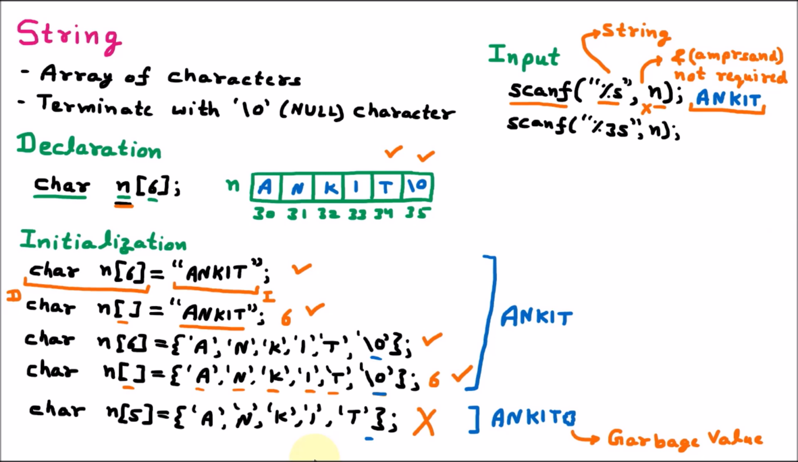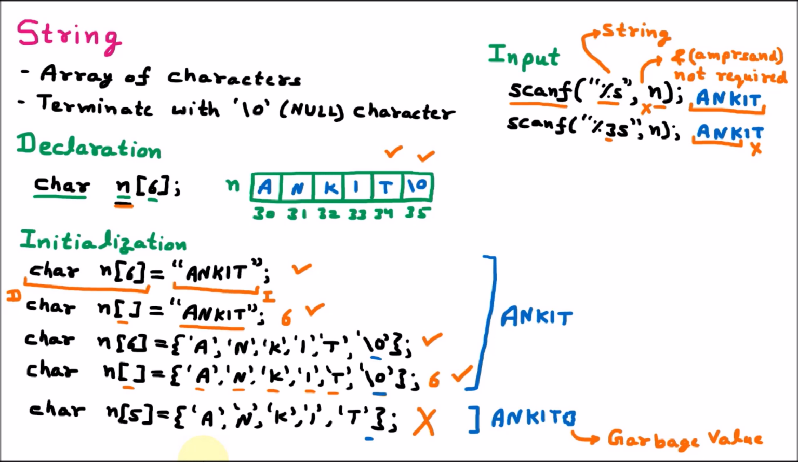But let's assume that the user is providing the complete name, which is Ankit. We know that Ankit is of 5 characters, and the permissible characters are only 3. So only 3 characters will be taken and the rest of the characters will be discarded. So the input will be of 3 characters only. There is a major problem with the scanf.